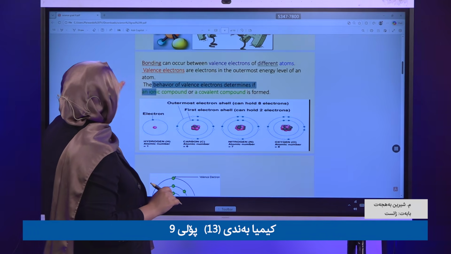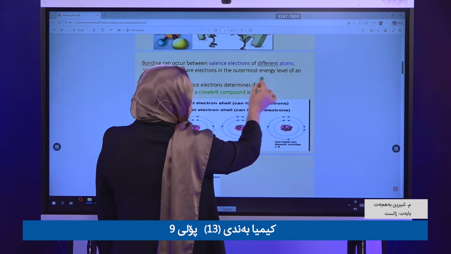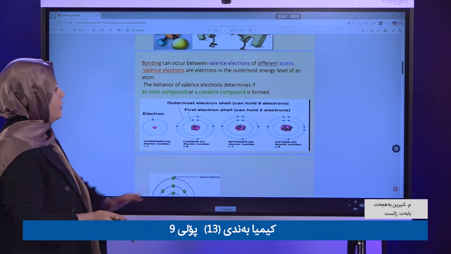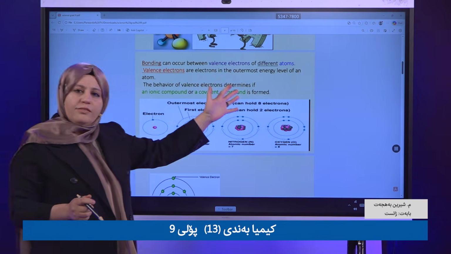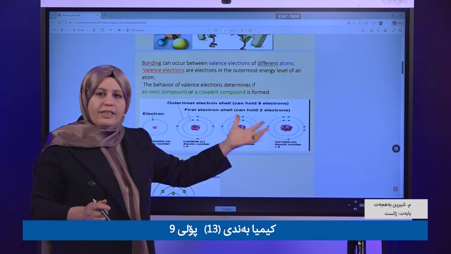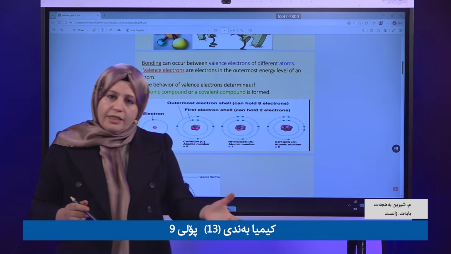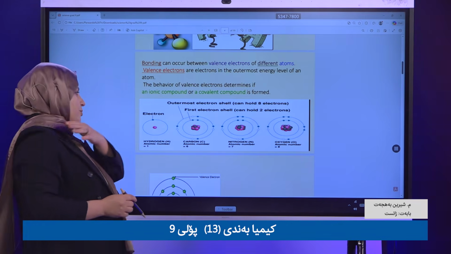Valence electrons are in the outer level of an atom. The behavior of valence electrons determines what? Ionic compounds and covalent compounds. So because of valence electrons, we know whether the compound is ionic or covalent. Valence electrons are very important.